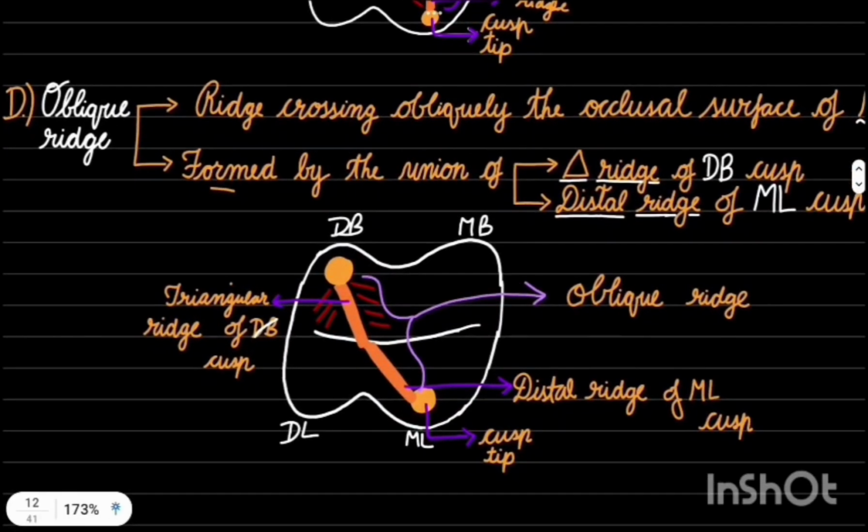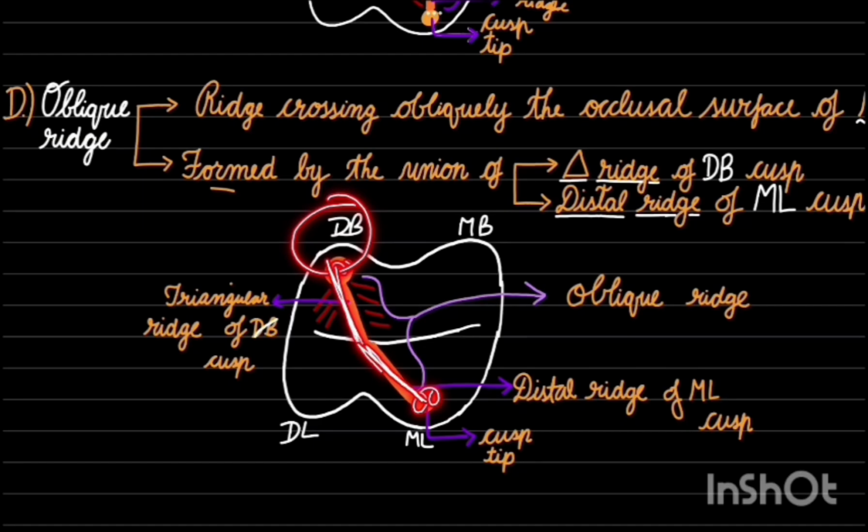Now, the oblique ridge. It is like an oblique line, but it is formed by the junction of the triangular ridge of the distobuccal cusp and the distal ridge of the mesiolingual cusp. Now why the distal ridge? Because the triangular ridge of the mesiolingual cusp will form the transverse ridge. So the distal ridge will fuse with the triangular ridge of the distobuccal cusp to form the oblique ridge.